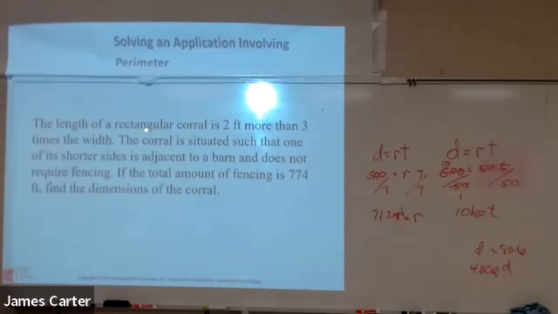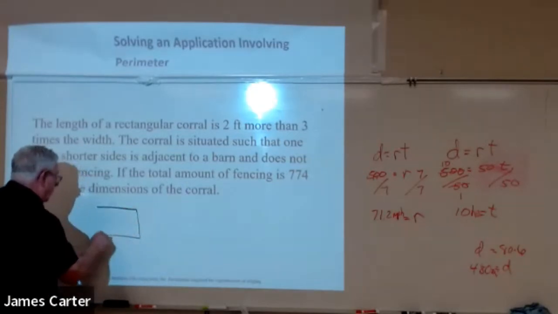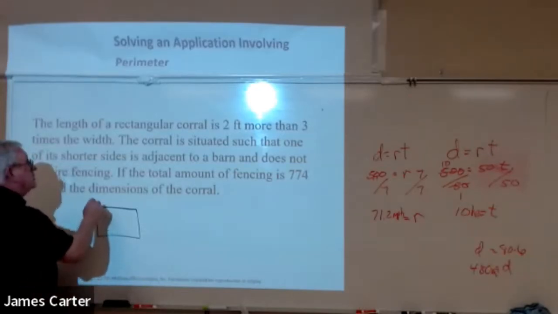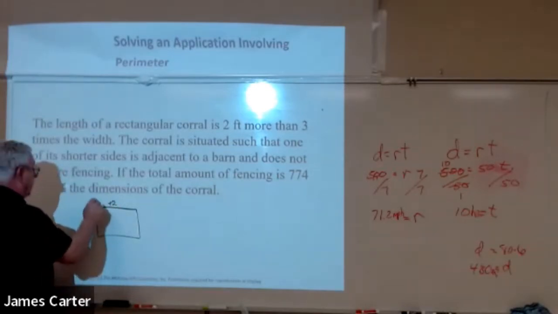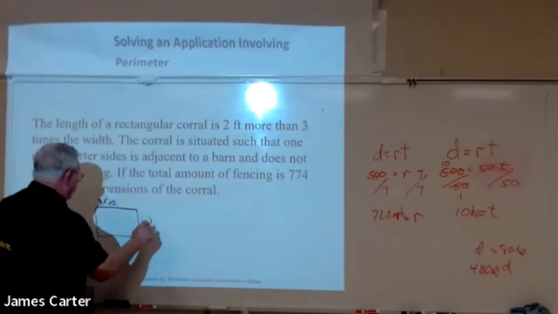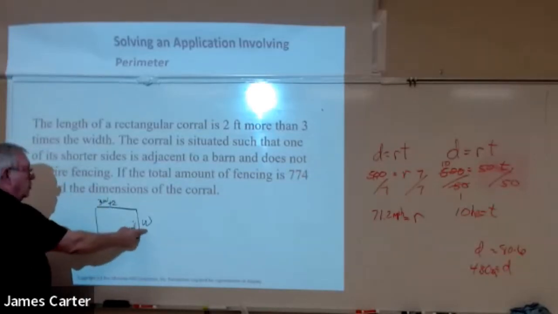All right, so the length of a rectangular corral is 2 more than 3 times the width. Now, if I see this problem, I start drawing a picture. Rectangular. The length is 2 more than 3 times the width. We did some writing exercises like that, didn't we? And actually this could be a W also. 2 more than 3 times the width. We don't know anything about the width.